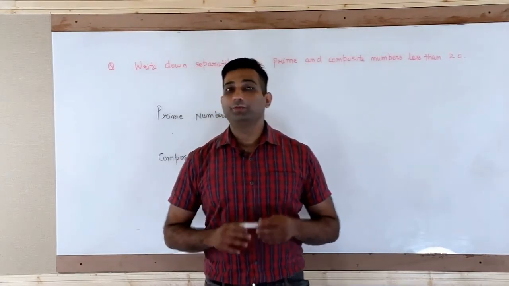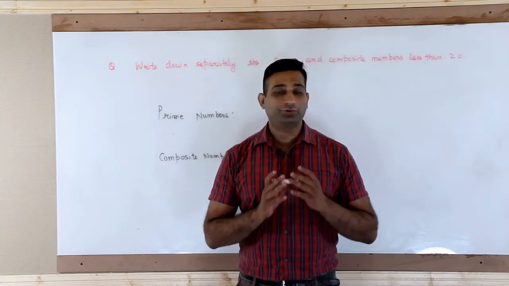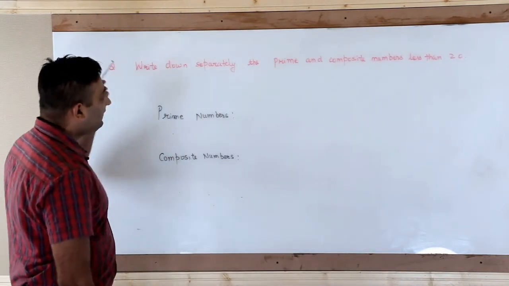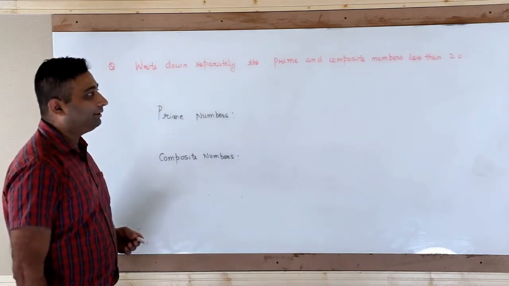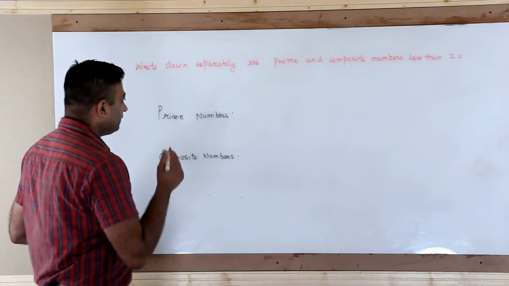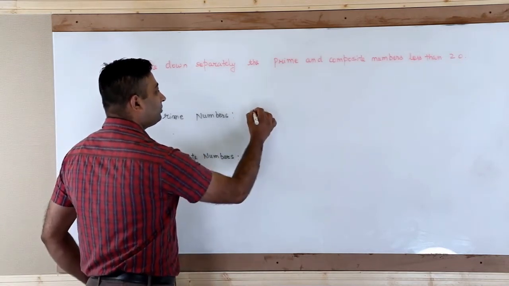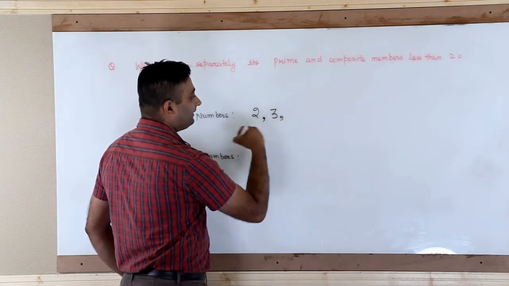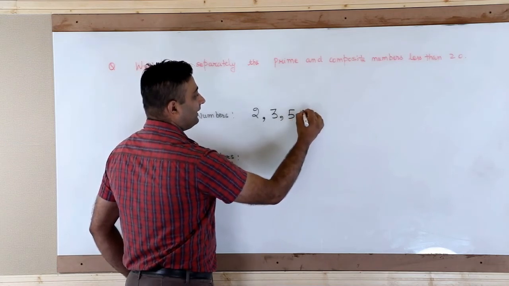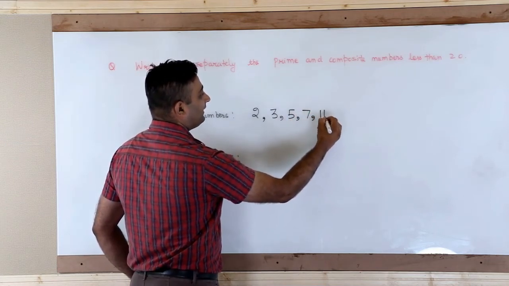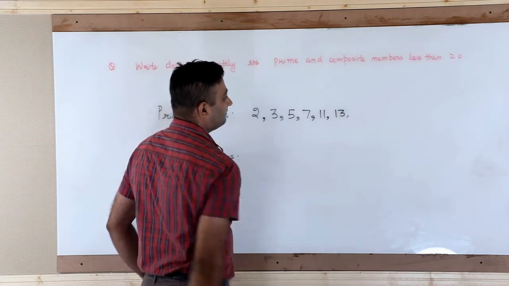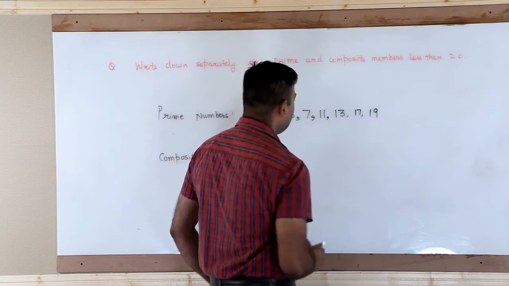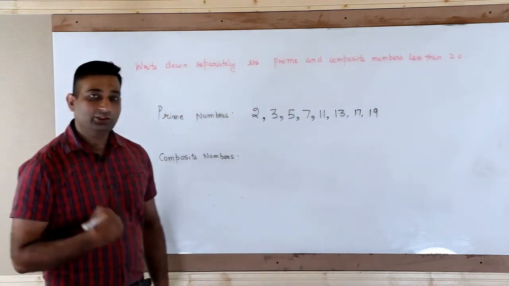Dear students, I hope you must have understood about the prime and the composite numbers. Now let us take an example to understand it in a better way. Write down separately the prime and composite numbers less than 20. So the smallest prime number is 2. The next prime number less than 20 is 3 and the next prime number is 5 and the next is 7, then 11, then 13, then 17 and then 19. These are the prime numbers less than 20.